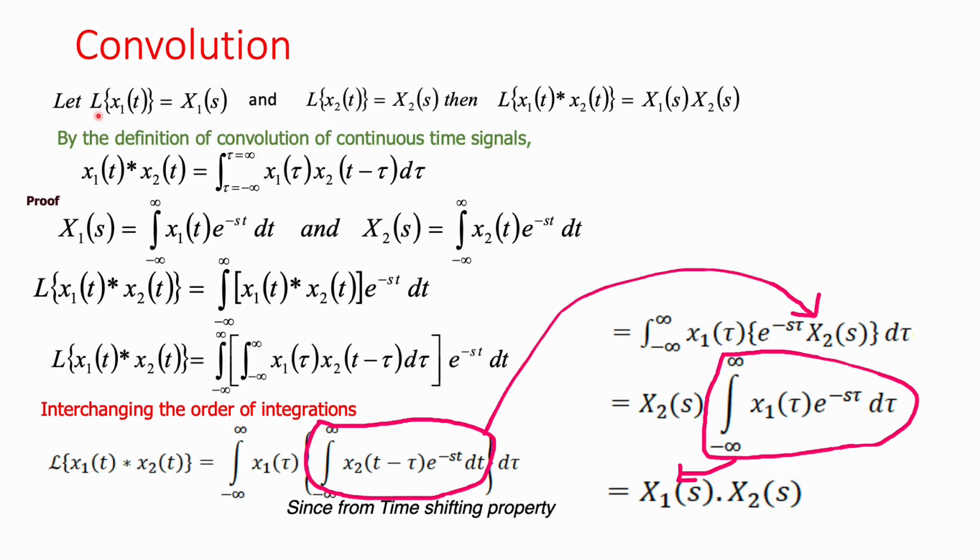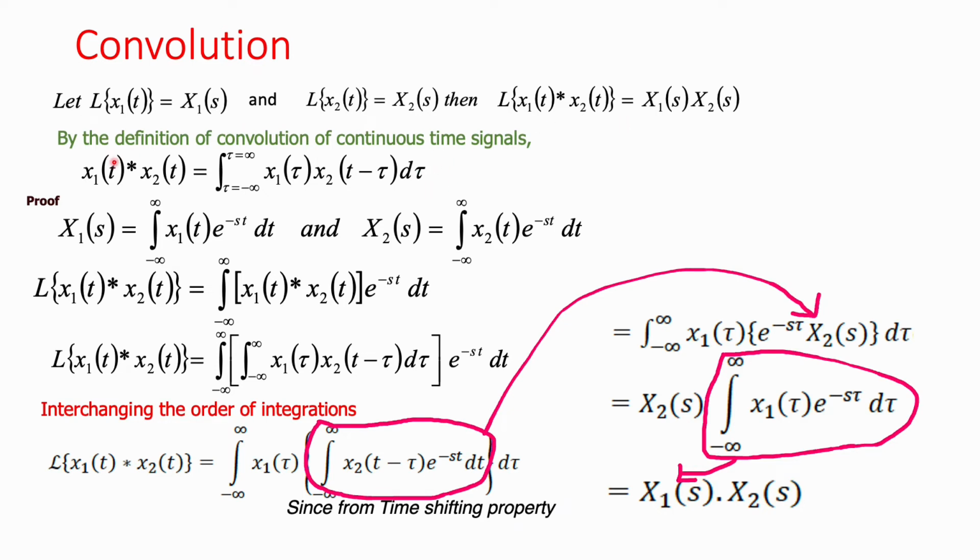You all know that let x1 of t have the Laplace transform x1 of s, and x2 of t have the Laplace transform x2 of s. Now the convolution symbol is this one: x1 of t convoluted with x2 of t is equal to x1 of s times x2 of s. Convolution of two time domain signals is equal to the product of two frequency domain signals. That is the statement of convolution.